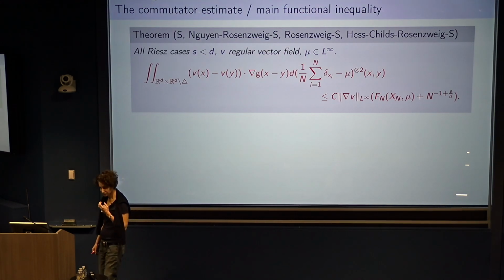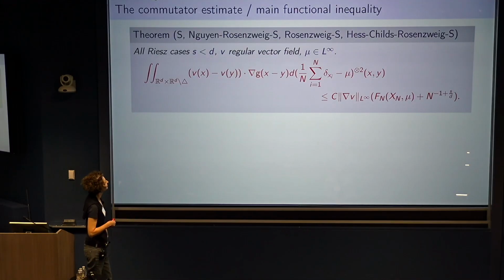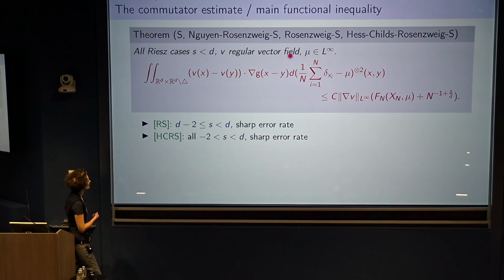So this took a while to prove. There were several instances of the result, covering bigger and bigger ranges of S that you can treat. So now we can do all S less than D. The best results to date are in two papers, one with Matt Rosenzweig, who's here in the room somewhere. We treated all S that's Coulomb and higher. So if you remember, D minus 2 is Coulomb. And now we can get this sharp error rate that we didn't have in the beginning. So this minus 1 plus S over D we think is sharp. And then a paper with Elias Hess-Childs, we have a different method that goes below D minus 2.